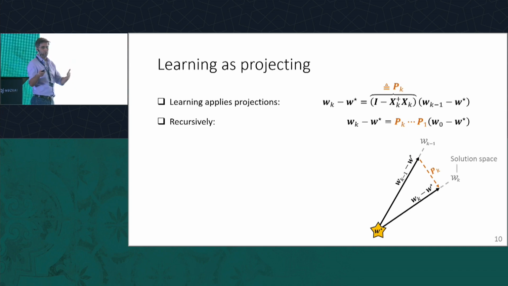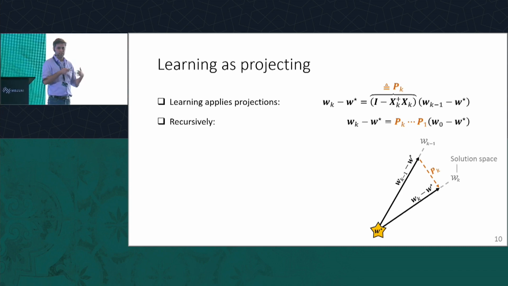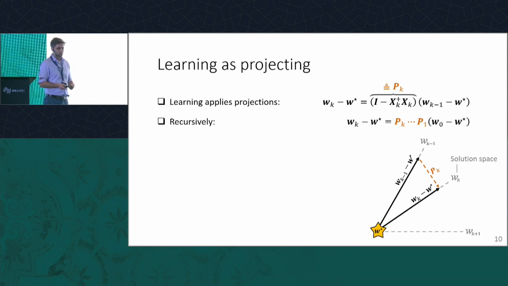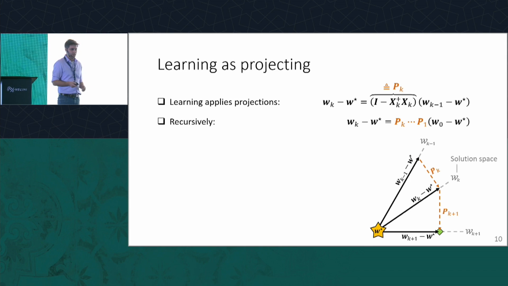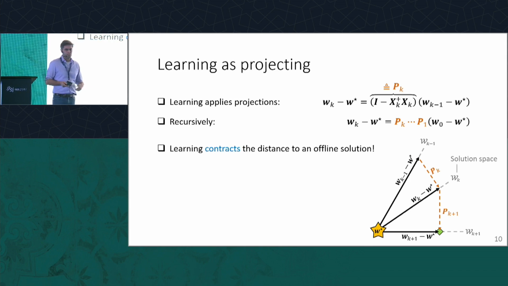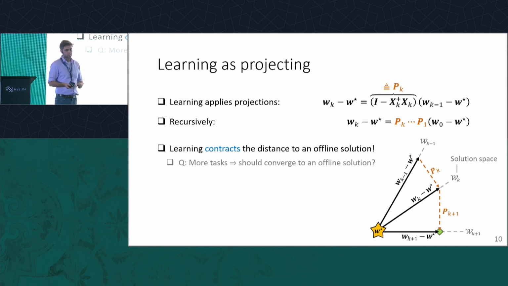So you can now move from continual learning to just repeated projection. We formulate this mathematically. If we have another task, we do another projection until we get to the end. It seems that when we learn each task, we contract the distance to the offline solution, right? Each projection cannot expand; it can only contract or keep things the same. So intuitively, if we just do more tasks, we should converge to the offline solution. We're monotonically decreasing our distance to the teacher, W star, so we should eventually converge, right?